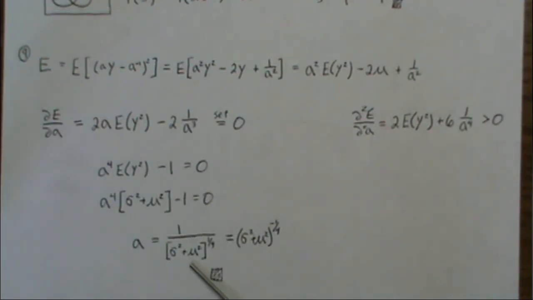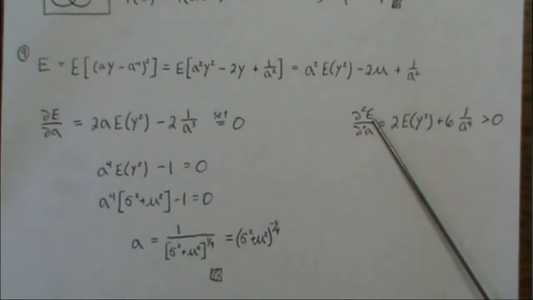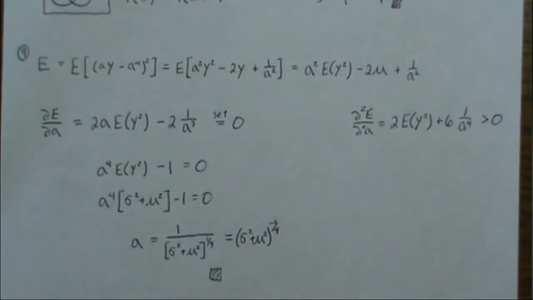We solve for a. And then the answer writes it as a negative exponent. When you take it to the numerator, it's negative. And you could also take the second derivative with respect to this and note that it's positive, which then does indicate it is a minimum.